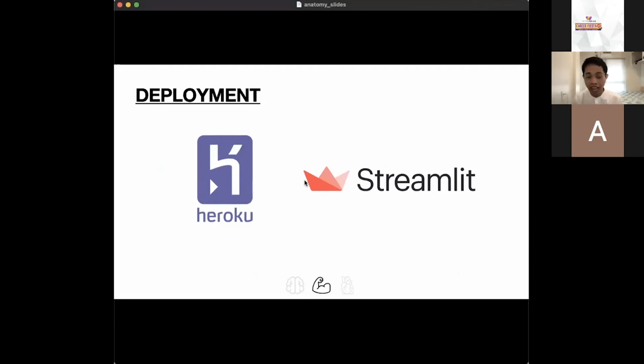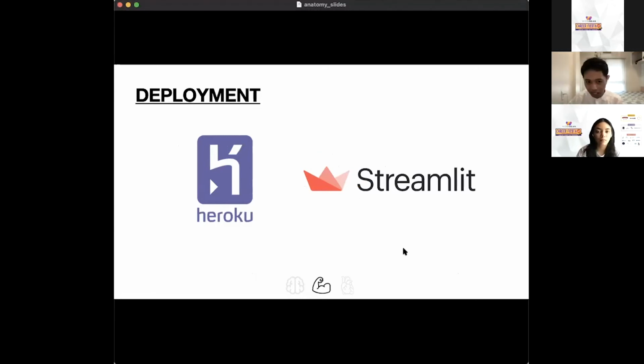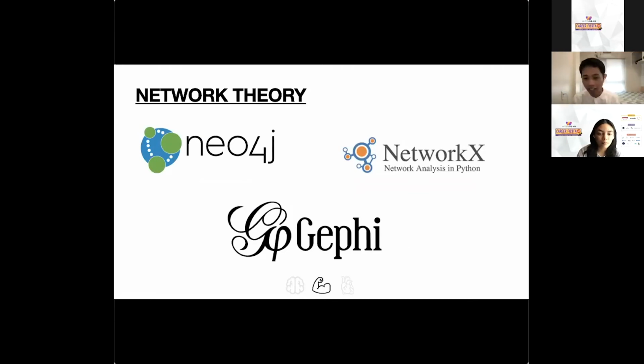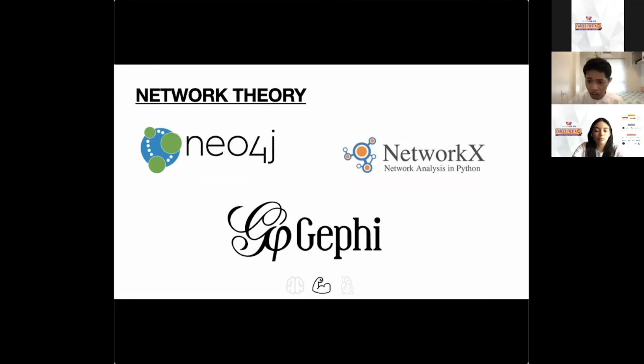For deployment, I mainly use Heroku and Streamlit for a fast way of deploying web apps, so you can try to research on these items as well. For a bit more advanced algorithms on how you can leverage data science, I use network theory or graph theory. Here are some of the packages that I use in my line of work. So you can definitely check out these algorithms.